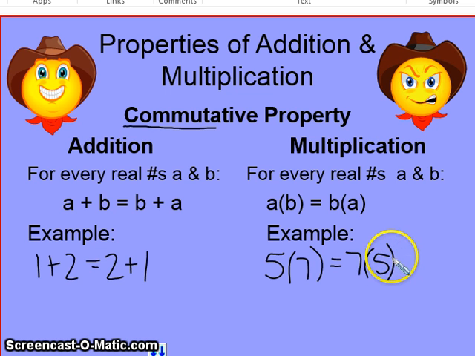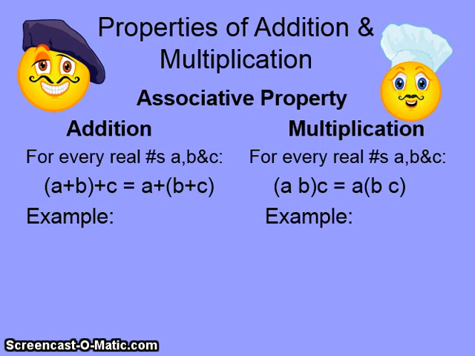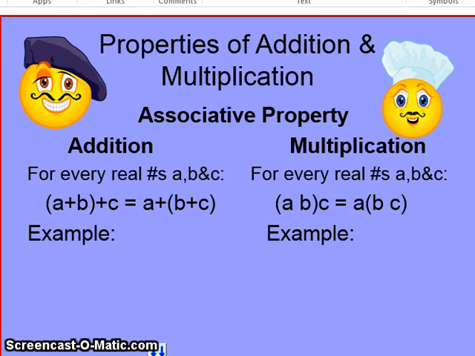By the way, you do need to write the identity property on the last page, the commutative property, and the next property that we're going to talk about in your notes. Now there's the associative property. Again, you need to write these properties in your notes.